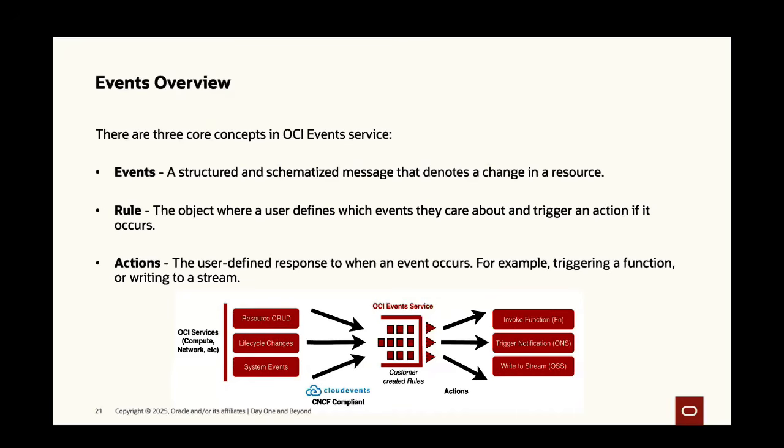And then from there, based off my defined rule, there's different actions that I can take. So I can invoke a function, send a notification, or I can write to stream. And you can do all three if you want. So just going back to notifications earlier, you just attach the notification to that event rule. And then whoever is subscribed to that notification will receive that notification.